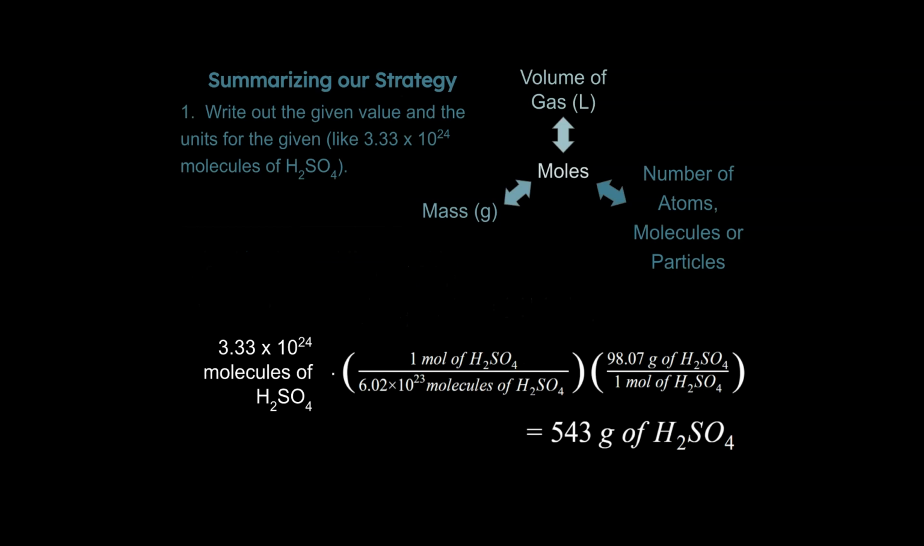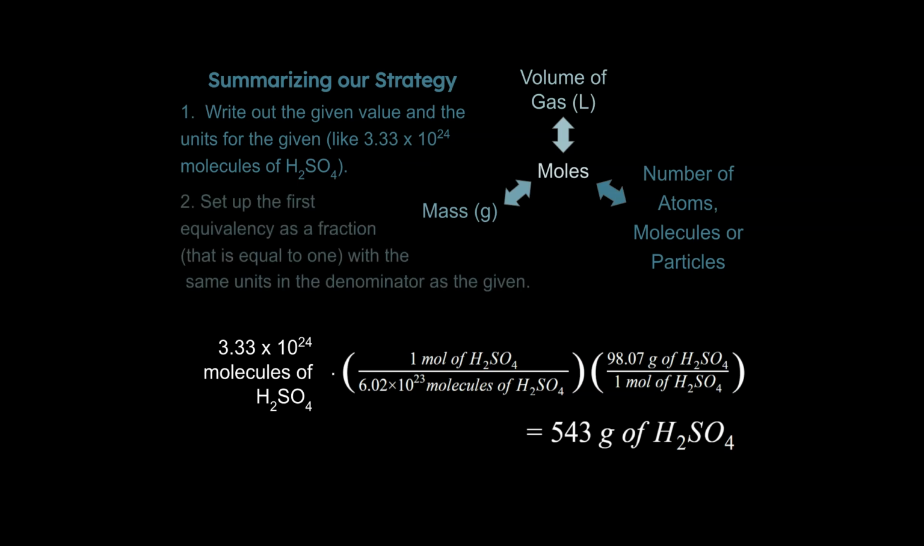So I want to summarize our strategy though. The first thing you're going to do is write out the given value and the units for the given, like 3.33 times 10 to the 24 molecules of H2SO4. Then what we're going to do is set up the first equivalency as a fraction that is equal to 1 with the same units in the denominator as the given. In other words, we need to cancel out molecules of H2SO4, so we need to have molecules of H2SO4 in the bottom of the first fraction that we're using based on an equivalency.